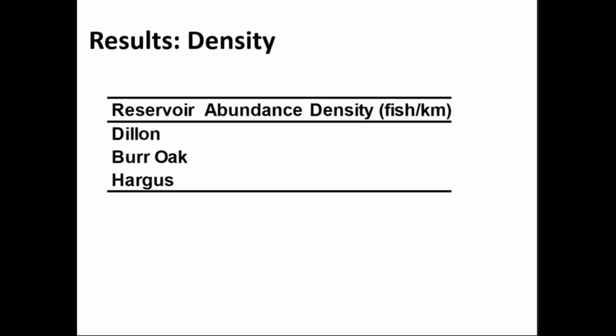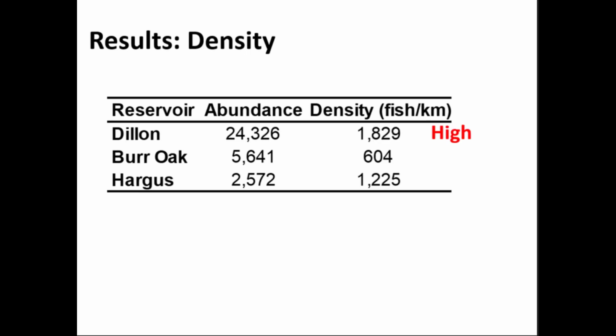So now let's look at our density estimates for these reservoirs. Big differences in absolute density or absolute abundance, and that gave us high density, medium density, and low density. So pretty big differences in density here. So this is what allowed us to validate, or investigate the validity of, catch per unit effort as an index of density.